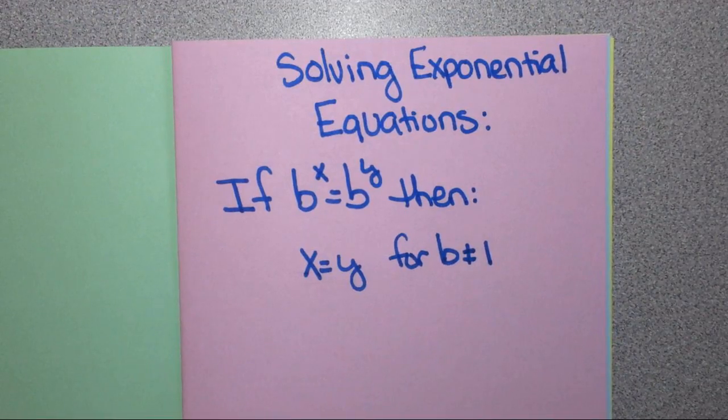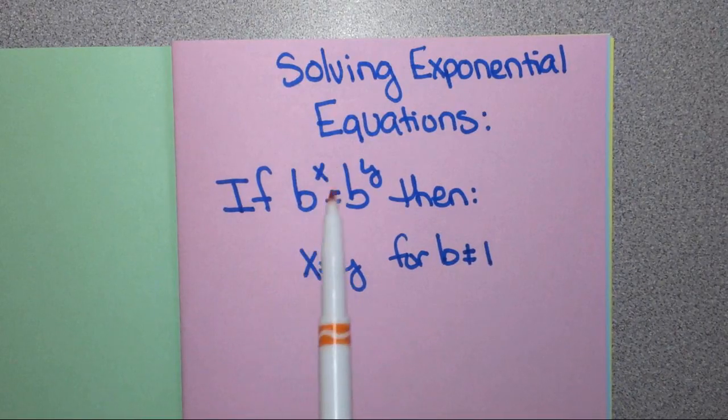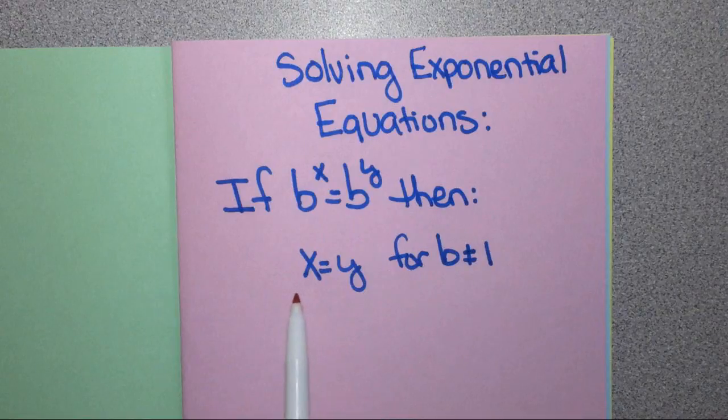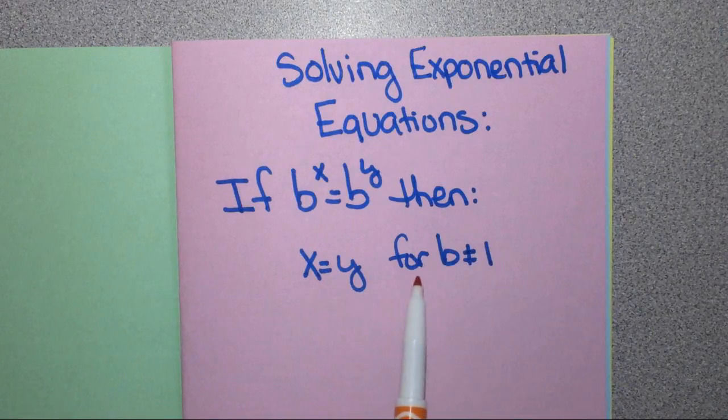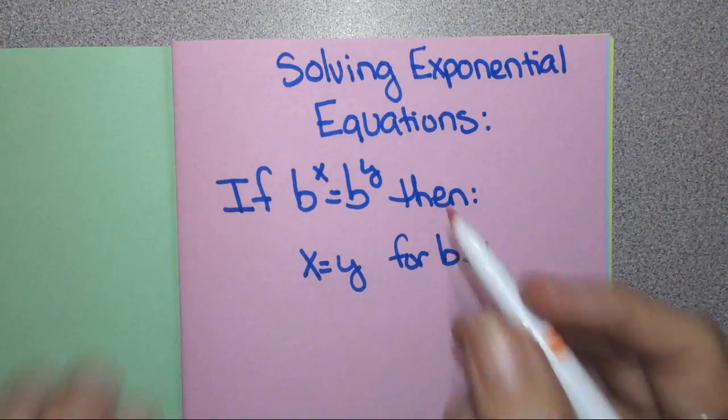Alright guys, yesterday we learned how to do laws of exponents and we reviewed all the rules. Today we're going to review solving exponential equations. So there's just one little rule today, and our rule says if b to the x is equal to b to the y, then x equals y, for b cannot equal 1. So here's what that means.